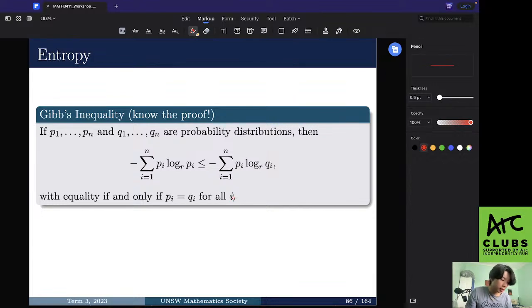And what Gibbs inequality says is, if we have P1 to Pn, which is a probability distribution, that means that they're all probabilities and the probabilities sum up to 1. And we had a second distribution, Q1 to Qn, which means they're also all probabilities, so between 0 and 1, and they sum up to 1 as well. If we calculate the entropy, this is always less than or equal to the entropy, except inside the logs, we replaced all values of Pi with Qi.